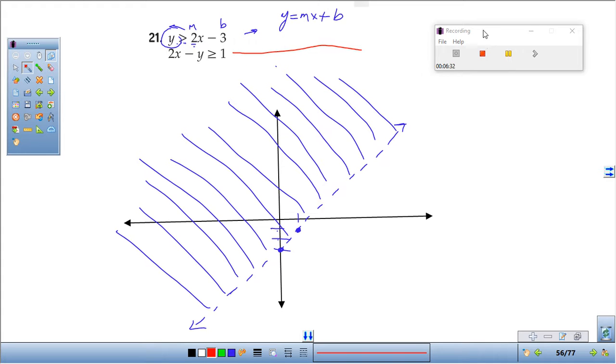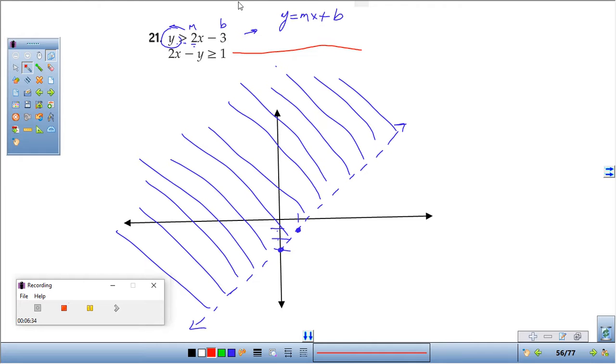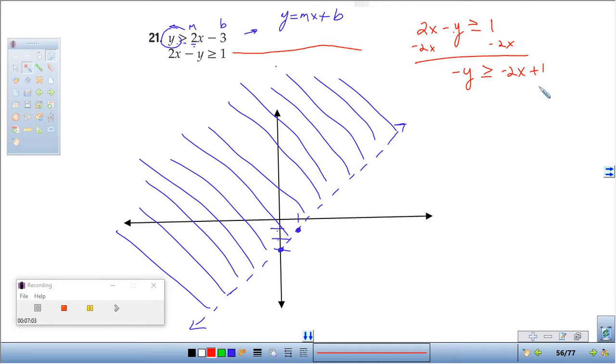For this one here, I guess I'll work it out a little further over here. So that one, if you look at it, is 2x minus y is greater than or equal to 1. Now, what's wrong with this? It's not y equals, it's not in the y isolation, right? The y is basically not by itself. So I'm going to minus 2x to isolate my variable y, okay? Now I have a negative y is greater than or equal to negative 2x plus 1.